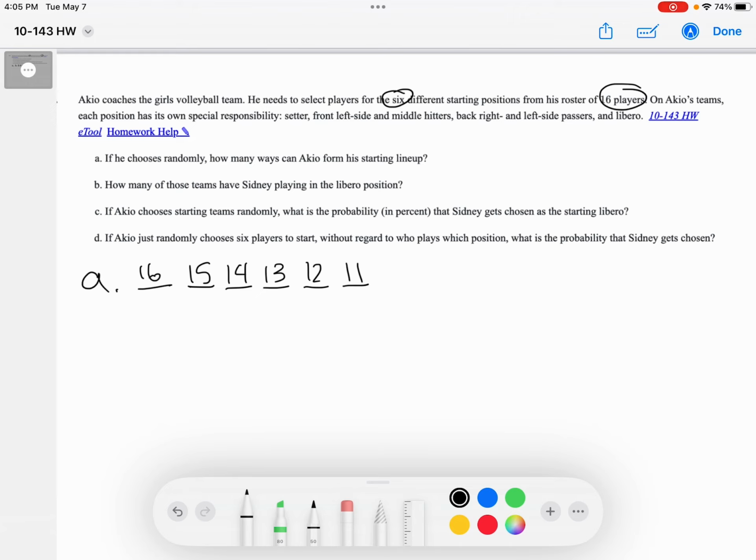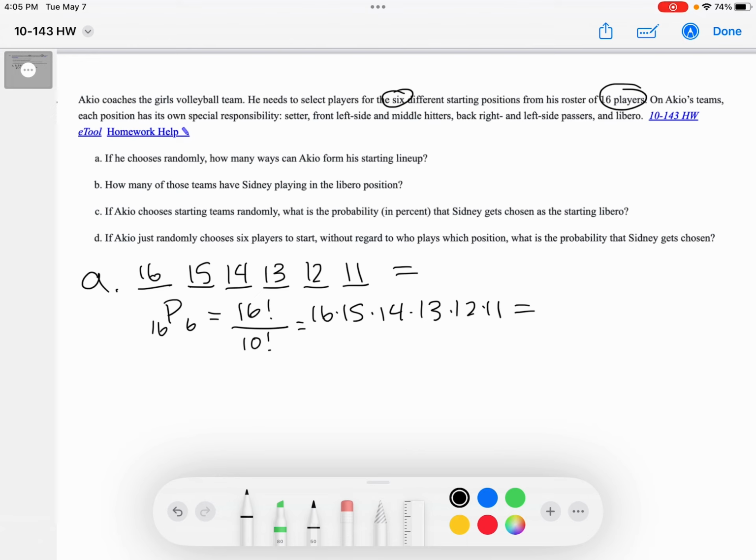We also could say this is actually a permutation because we can't repeat, right? The same person can't play 2 positions, and the order matters, right? The libero is different than setter. So this is a permutation. I'm choosing 6 players from 16. So this is going to be 16 factorial divided by 16 minus 6, which is 10 factorial. If I simplify that, I get 16 times 15 times 14 times 13 times 12 times 11, and then 10 down to 1 cancels out with this 10 factorial.